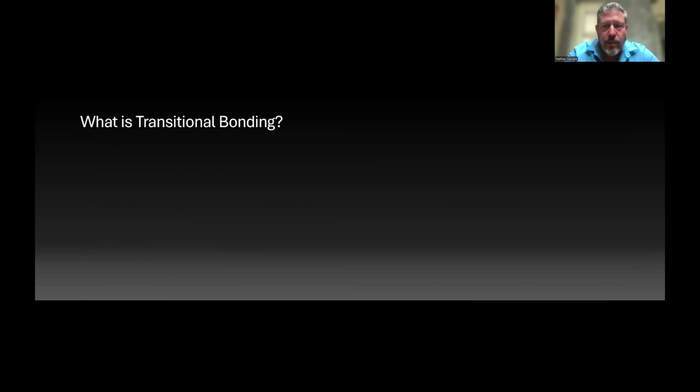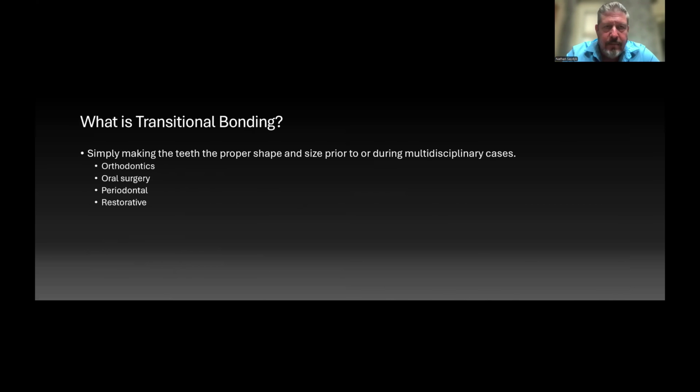So start with a basic question. What is transitional bonding, or what is a transitional reconstruction? Put simply, in wear cases, it is simply making the teeth to proper shape and size prior to or during multidisciplinary cases. So these are cases that come in that things have shifted. Maybe there's skeletal issues. Maybe there are crowding or spacing, and things have worn. They've broken or worn. So the tooth isn't whole anymore.